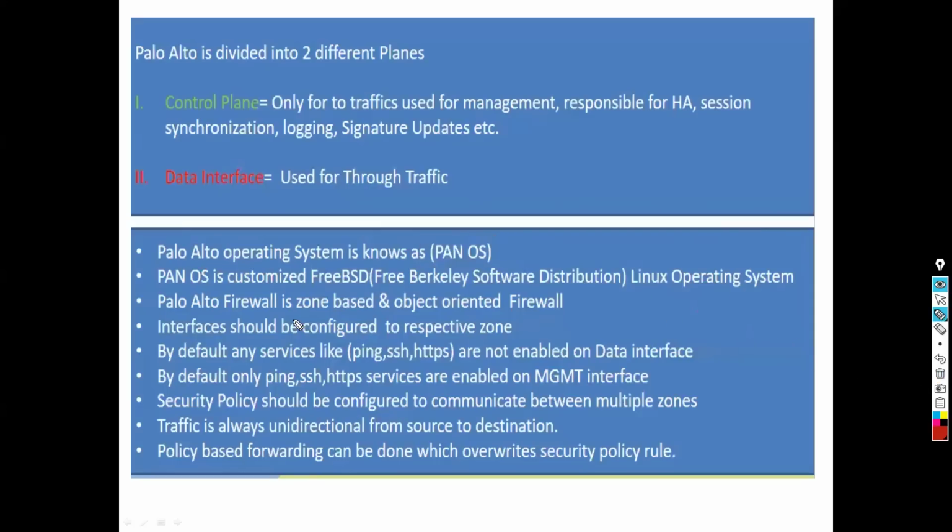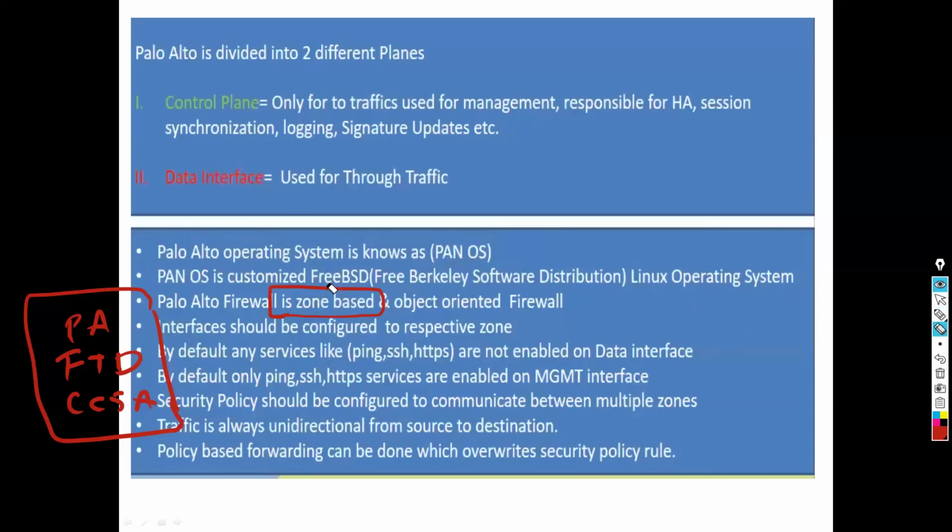Palo Alto is a zone-based firewall device. Palo Alto, Cisco FTD, and Checkpoint are called zone-based firewall devices. FortiGate is not a zone-based firewall device. Cisco ASA is not a zone-based firewall device. But Palo Alto, FTD, and Checkpoint are called zone-based firewall devices. So if you are working with any zone-based firewall box, you need to create all the information manually.